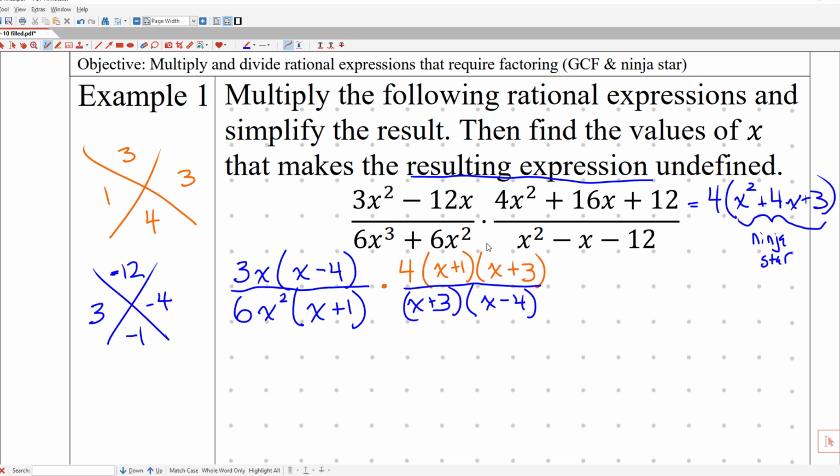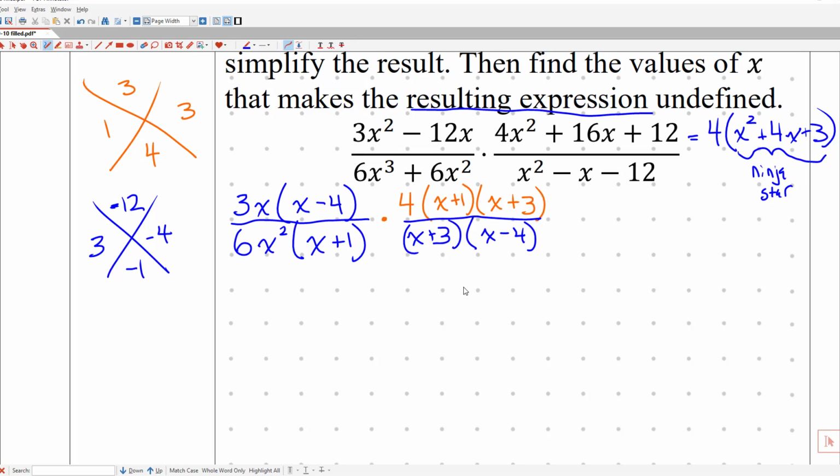So we have rewritten this multiplication of rational expressions, but now factored everything. And I think that's about the hardest level of factoring you'll ever get. You'll have a GCF, maybe there'll be an x in it, maybe there'll be a coefficient, but nothing above ninja star for at least today's lesson. Next lesson we'll have harder things. Okay, so that's the first step.